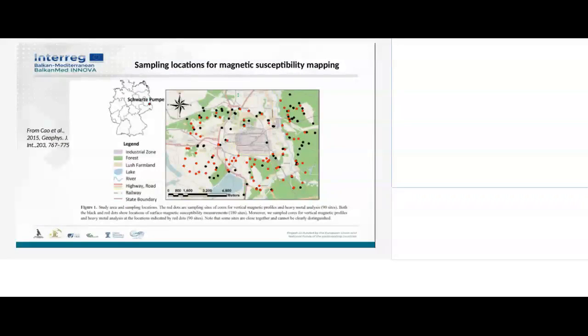Multiple readings have been taken at each site within an area of about 4 square meters in order to check for spatial homogeneity and to determine a median value. Red dots also represent the locations from which vertical cores were taken and susceptibility was measured along a depth of 50 centimeters.